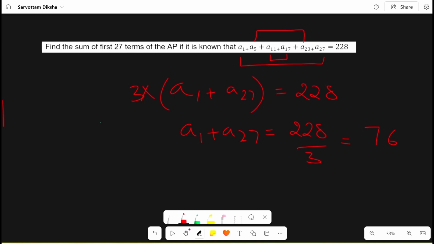So therefore, what is my S27? S27 is nothing but 27 by 2 into (A plus L). What is A plus L here? It is 76, right? So my answer is 1026. Steps writing, a little bit you have to see. I am just giving you a quick concept revision.